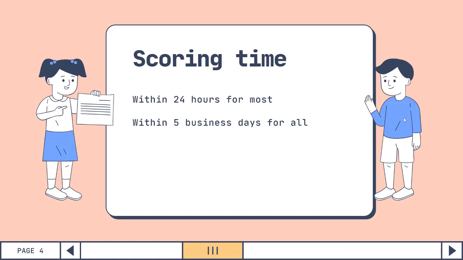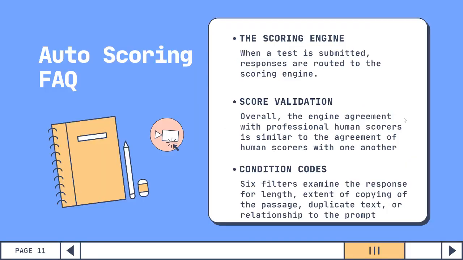For most students, they're going to get a score back within 24 hours. For some students, their tests are going to be pulled for scoring validation, which means a human is going to score it and check that score against the auto score. And for those students, you'll get their scores back within 5 business days. If you want to learn more about the auto scoring, you can find the auto scoring frequently asked questions document on utahrise.org under resources, and it will explain how the scoring engine works, how the scoring validation works, and what the condition codes are, and how a student is assigned a condition code.